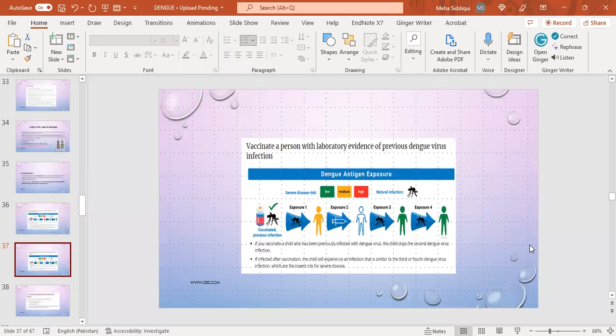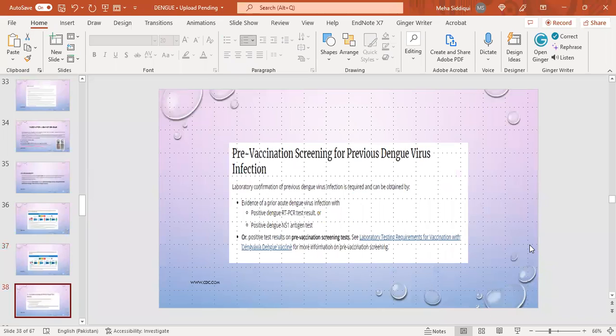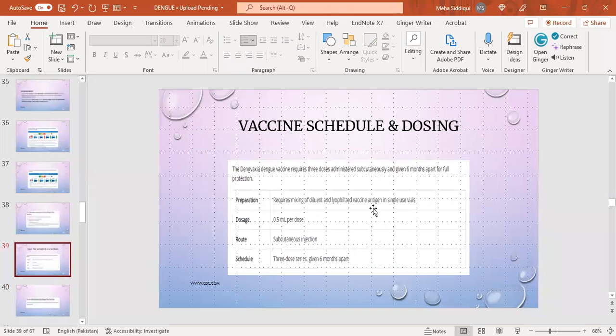So for vaccinating a person, we should know the immune status by going through pre-screening laboratory methods like pre-vaccination screening for previous dengue virus infection. Laboratory confirmation of previous dengue virus infection is required and can be obtained by evidence of a prior acute dengue virus infection with a positive PCR result, a positive dengue NS1 antigen test, or a positive result on a pre-vaccination screening test.